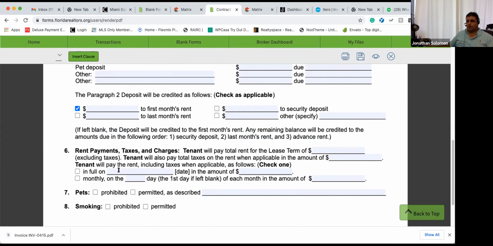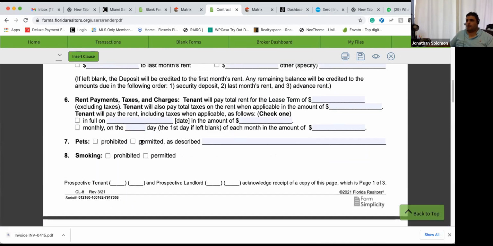Is the rent going to be paid in full, or is it going to be once a month, once a week, and so on? And when is it going to be paid? Pets allowed or not allowed? Smoking allowed or not allowed?